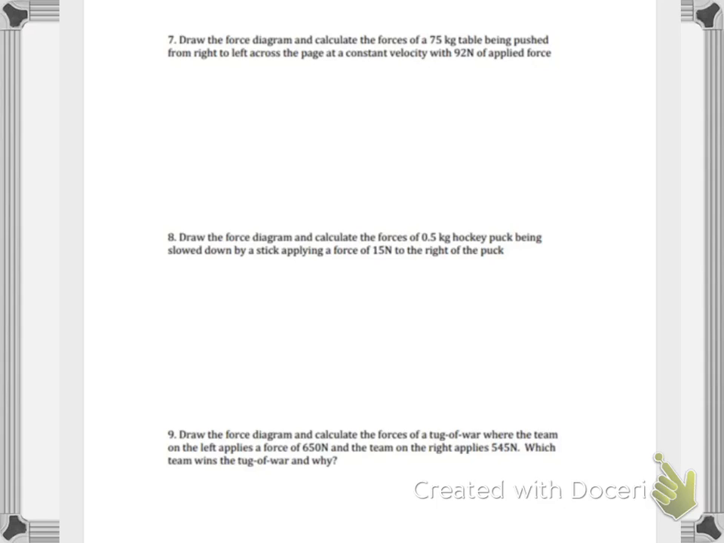So now we'll move up here to number 7. Drawing the force diagram and calculating the forces of a 75 kilogram table being pushed from right to left across this page at a constant velocity with 92 newtons of applied force. So here we have our table, kind of a heavy table. It's being pushed right to left. So being pushed right to left, that means that the applied force will be heading to the left because that is the direction of travel.